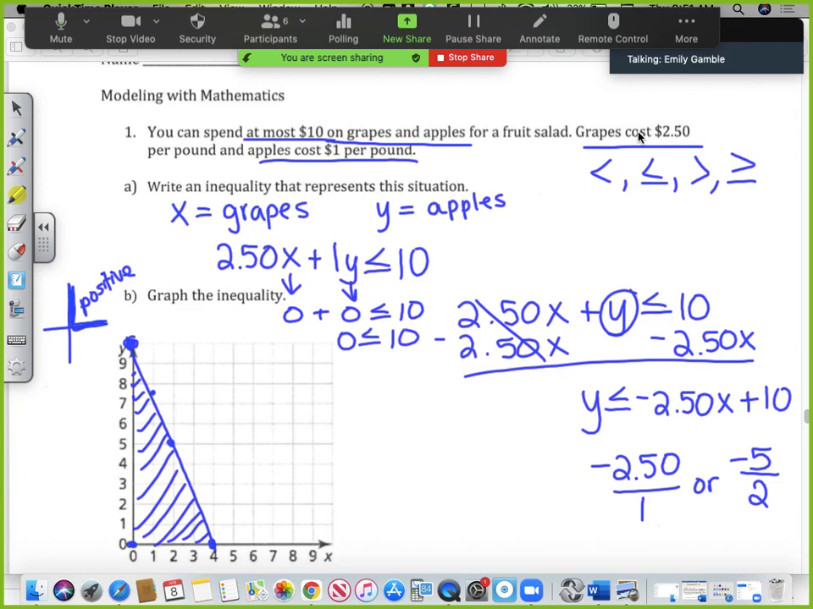So if I scroll down, I'd have to erase everything. So the last question here asks us to identify two solutions of the inequality. And that means pick any two ordered pairs inside of the solution region and write about what they mean. So I can choose anything. Give me a point that's inside of that shaded region. Connor?